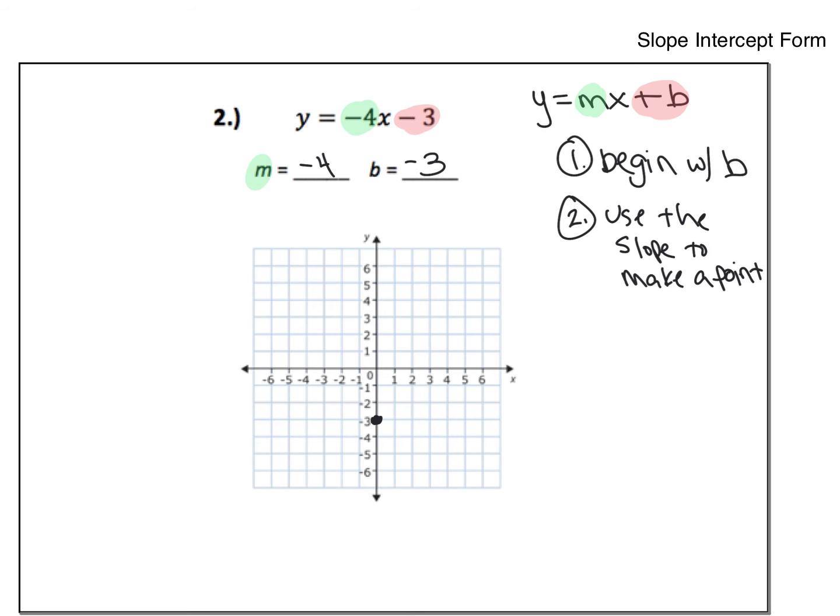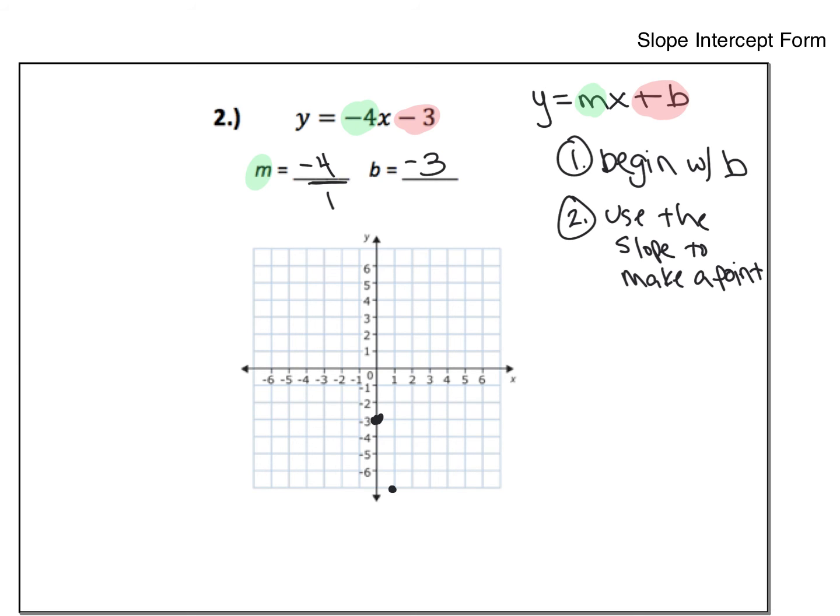All right, so from my b, I'm going to use my slope to make a point. Now remember, if your slope is a whole number, you can turn any whole number into a fraction by simply putting it over 1. So that means my rise is -4, my run is 1. So it means I'm going to go down 4, 1, 2, 3, 4, and I run 1.